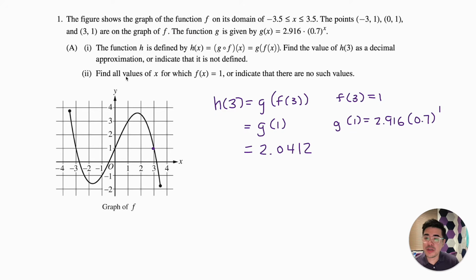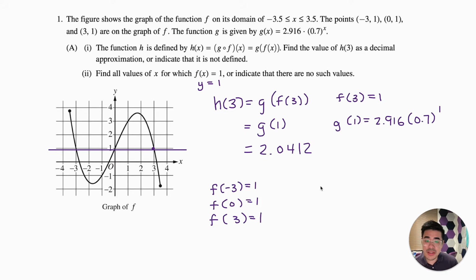Now for part 2, find all values of x for which f of x is equal to 1, or indicate that there are no such values. So remember that f of x is just another way of saying y, so y is equal to 1. Basically, I'm looking for where the graph crosses the line y equals 1. Well, it crosses at 3 different points. I get f of negative 3 is equal to 1. I get f of 0 is equal to 1. And then I get f of 3 is equal to 1.